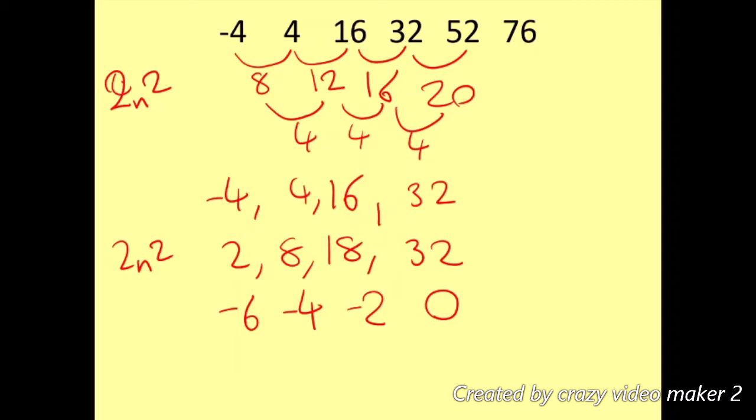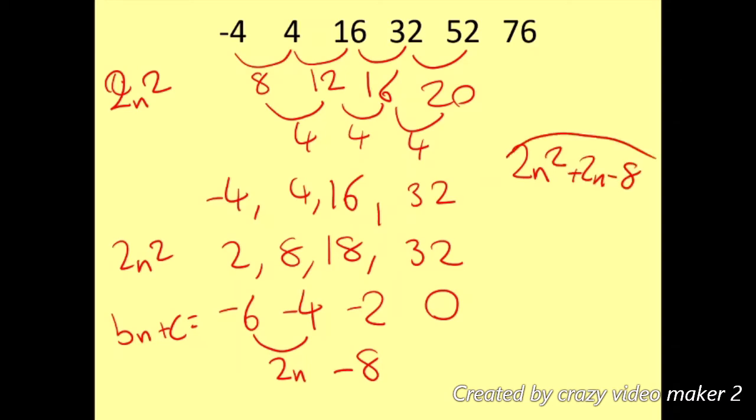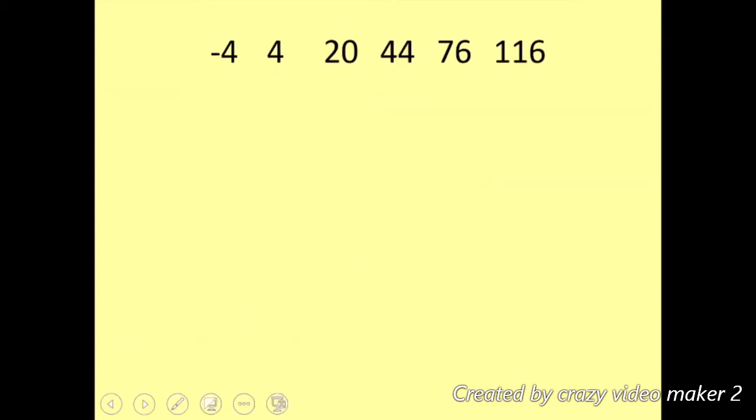And so this is a linear sequence, so really let's do it properly, bn plus c. So look at the differences here. That's up by 2, so it's going to be 2n. 2 minus 8 is minus 6. So when I combine it all together, I get 2n squared plus 2n minus 8. Good. The last one.